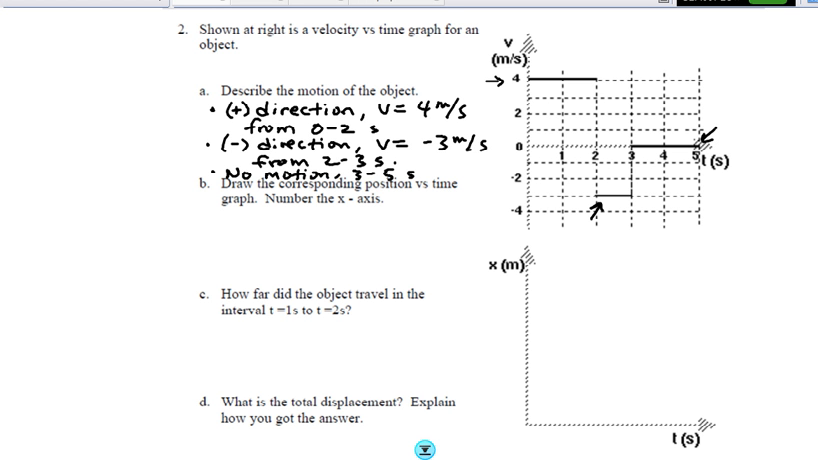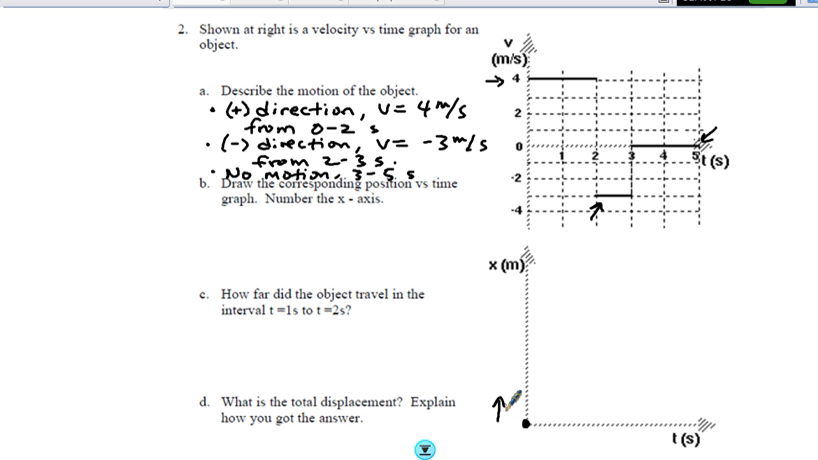In part B, we're asked to draw the position time graph. So we'll try to make this as quantitative as we can. Again, we don't know where the object starts, so we could choose any intercept that we like, but because the object is going to be moving forward at a fast rate, we should probably start our object at the origin, considering it's going to go in a positive direction.